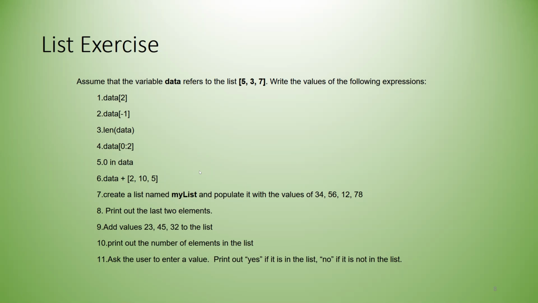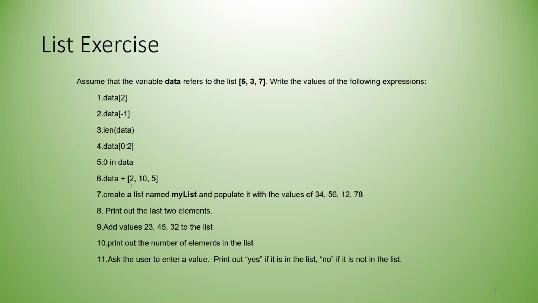I don't understand. Oh, you're talking about 5, 0 in data. I see. 0 in data. False. 0 is not in this list, right? Yes, good. Okay, number 6.